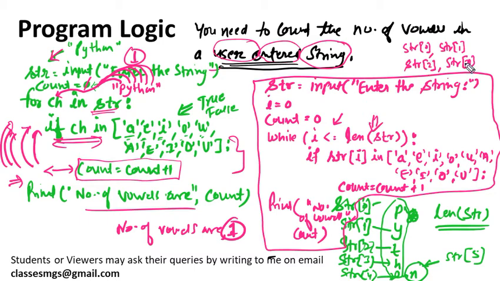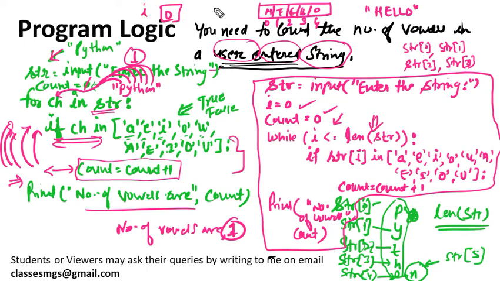So how will this work? Let's suppose you have entered some string, let's say HELLO. Essentially in memory it will be stored like this, HELLO. 0 will be this index, 1, 2, 3, 4. So this is L, okay. Now let's try to use this. So I am creating I here, it is 0, and count is initially 0. Okay, now execute this loop.